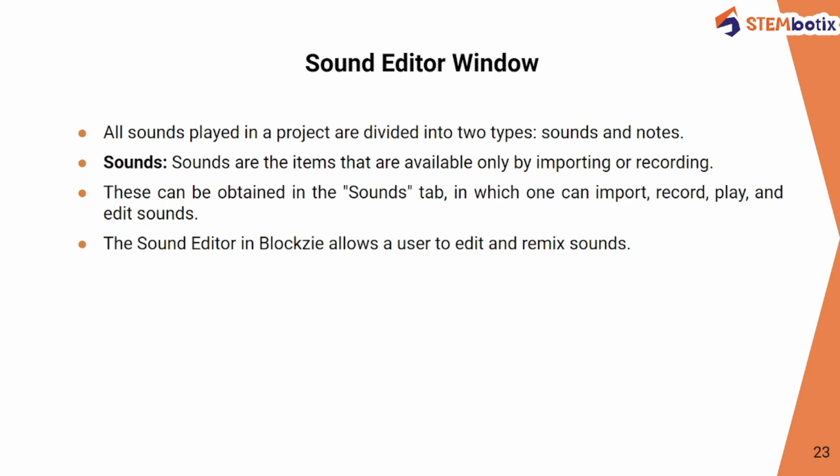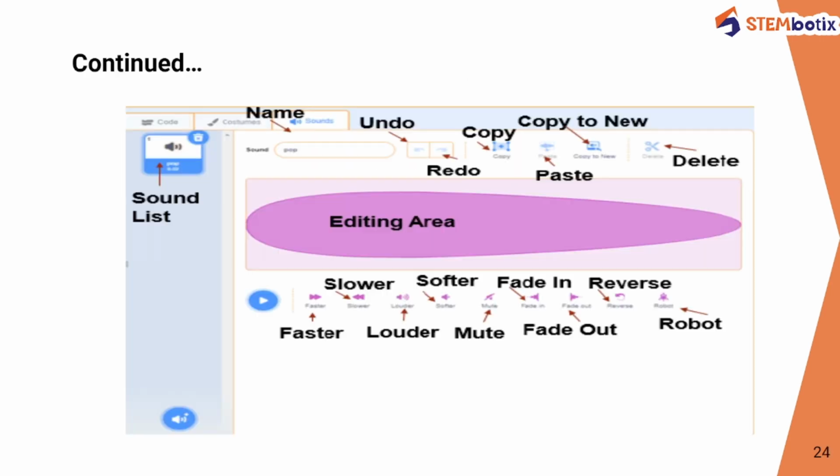So what is sound? Sounds are the items that are available only by importing or recording. If you want recorded sound or imported sound, you can use that sound. This can be obtained in the sound tab, in which one can import, record, play and edit the sounds. The sound editor in Blockzie allows a user to edit and remix the sound available. So this is the sound editor window.